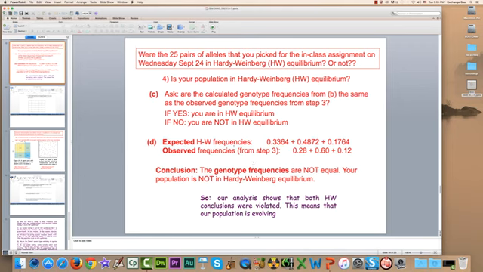All right. Now, these are our expected Hardy-Weinberg frequencies. Let me read what it says here in C. It says to ask: are the calculated genotype frequencies from B the same as the observed genotype frequencies from step 3? If yes, we're in Hardy-Weinberg equilibrium. If no, we're not in Hardy-Weinberg equilibrium. So our expected genotype frequencies are here, 0.33, as we said before, 0.49, 0.18. The observed frequencies, this is what we actually observed.